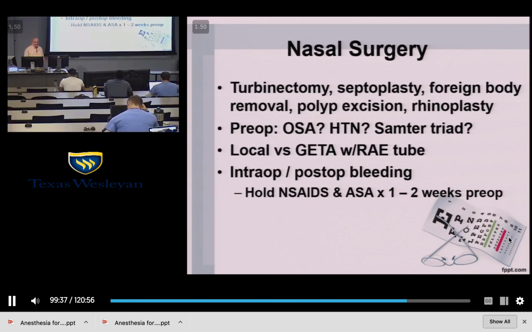Nasal surgery can be really fraught with intraoperative and post-op bleeding. So we hold their nonsteroidal medications or aspirin for 1 to 2 weeks preoperatively. Now, if your patient's taking 81 milligrams of aspirin preoperatively for cardiac issues, that may not necessarily need to be held. Okay, so that's communication with the ENT surgeon and pre-op.